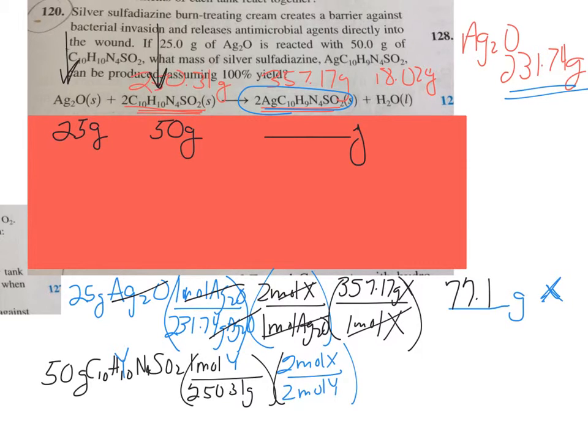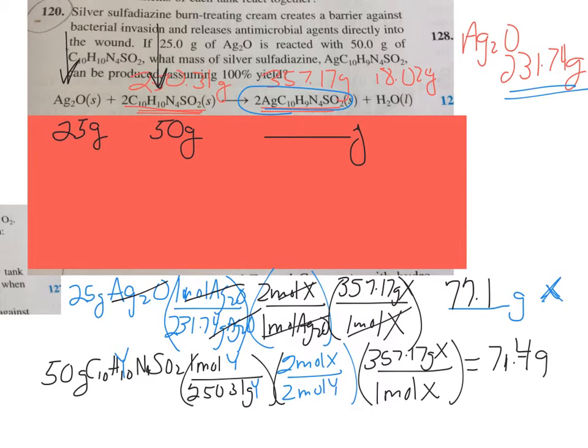And then from there, we're going to do the grams again, 357.17 grams of X for every 1 mole of X. And what do you get? So how many do you make with this one? 71.36, so 71.4 grams. Okay, so we're done with that one, 71.4 grams.